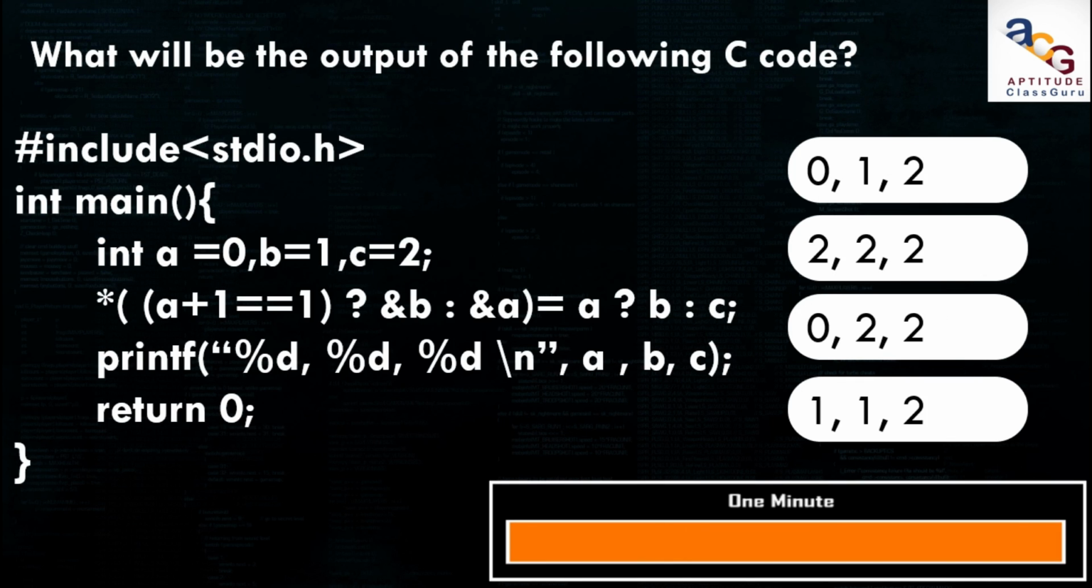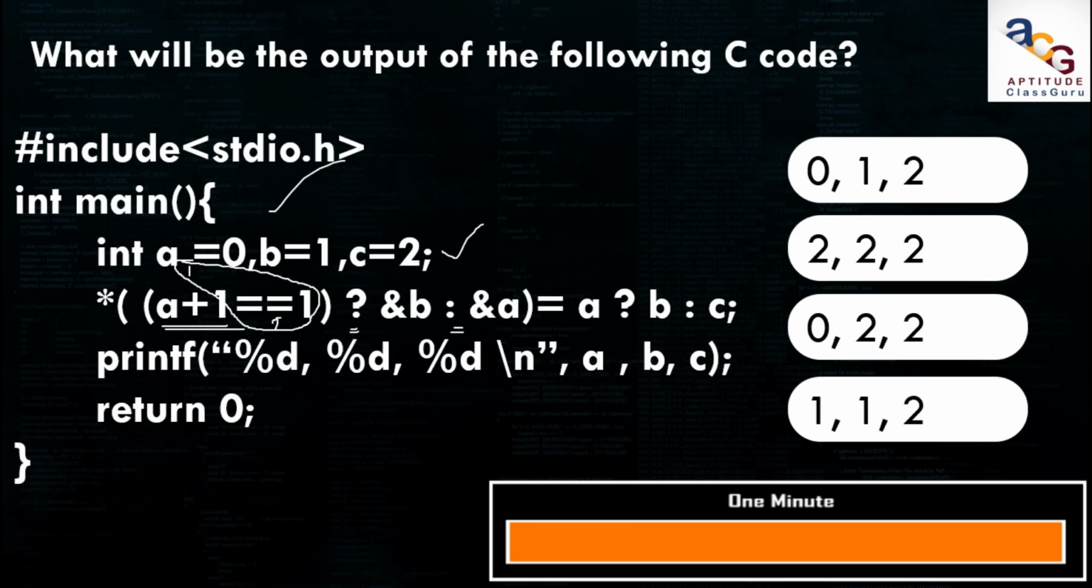What will be the output of the following C code? When I look at this, A equal to 0, B equal to 1, C equal to 2. Print A comma B comma C. Just look at it. I got the logic that it is a ternary operator. So the problem will definitely be based on the ternary operator. Just go with it. What is the value of A plus 1? A plus 1 is nothing but the value 1. 1 equal to 1. Yes, it's a comparison operator such that both the values are equal. So the result will be true.